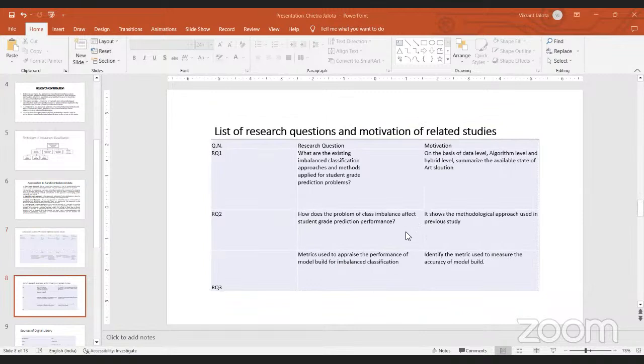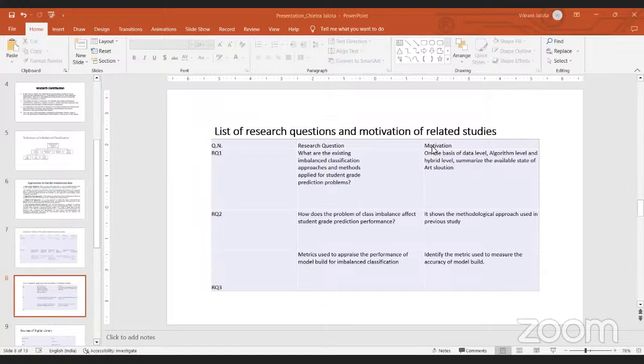Then there are three research questions in my paper. First is, what are the existing imbalance classification approaches and methods applied for the student grade prediction problem? As I have told you, I have used the state-of-the-art approach and three levels: data level, algorithmic level, and hybrid level. I have summarized all these.